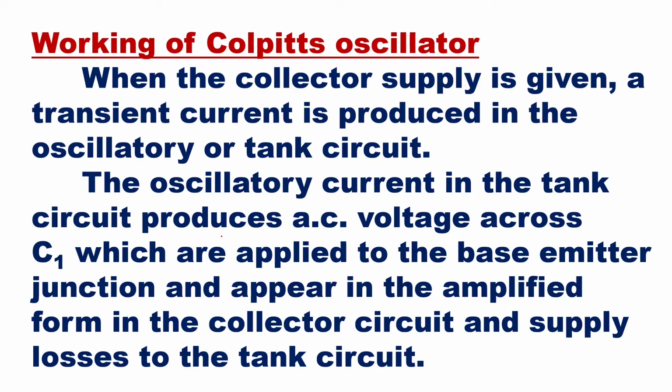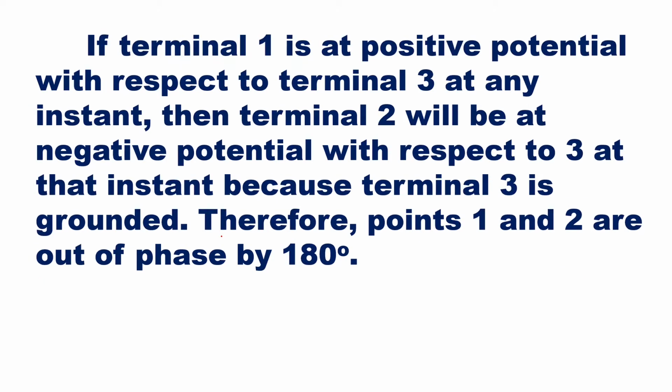Then the working of a Colpitts oscillator: when a collector supply is given, transient current is produced in the oscillatory tank circuit. The current in this tank circuit produces AC voltage across C1, which is applied to the base emitter junction and appears in amplified form in the collector circuit and supplies losses to the tank circuit. If terminal 1 is at positive potential with respect to terminal 3 at any instant, then terminal 2 will be at negative potential with respect to terminal 3 at that instant, because terminal 3 is grounded. This means the feedback circuit is going to produce a phase shift of 180 degrees. Therefore, points 1 and 2 are out of phase by 180 degrees.